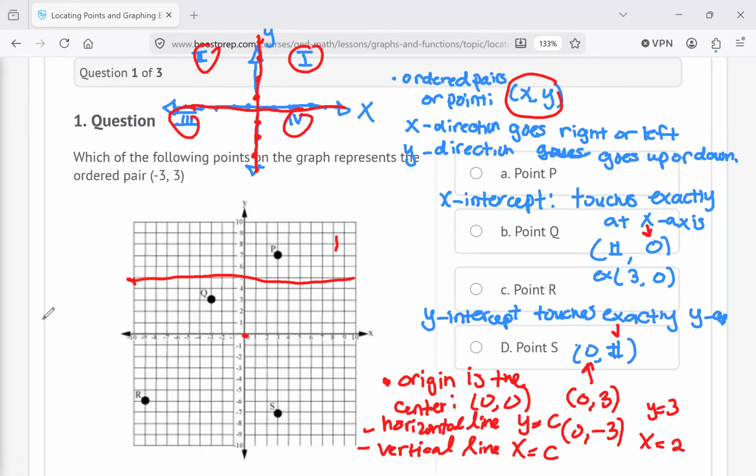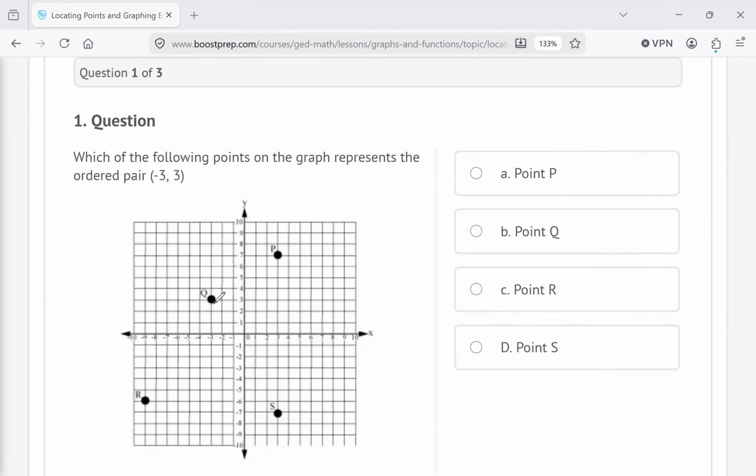So I'm going to clear. If you need to pause the video, go ahead. I am going to do the first example. Which of the following points on the graph represents the ordered pair negative 3 comma 3? So negative 3 comma 3, right? So negative 3 is x, positive 3 is your y.